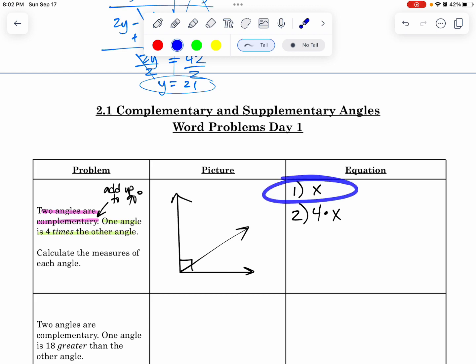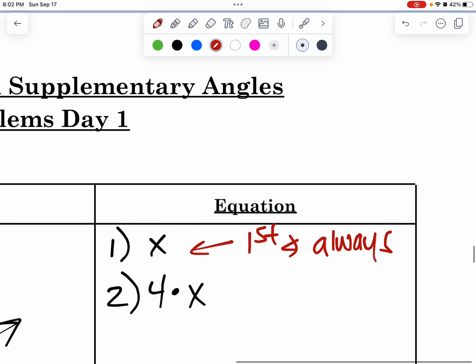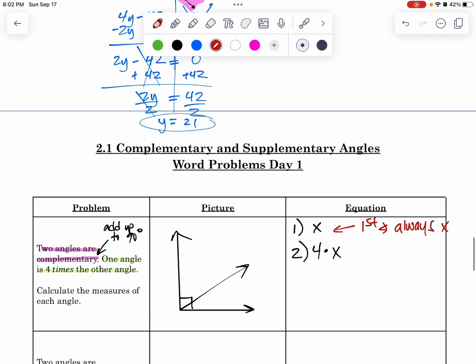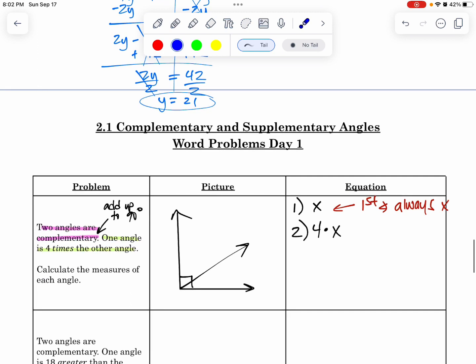So the first angle is always x. I'm actually going to write that. First angle is always x. So I'm always going to start all of these problems, every single one that I do, by writing x for the first one. And then for the second angle, I have to read the words here. This one said 4 times. I know how to write an expression in algebra that says 4 times. Then it's 4 times the other angle, which is x.